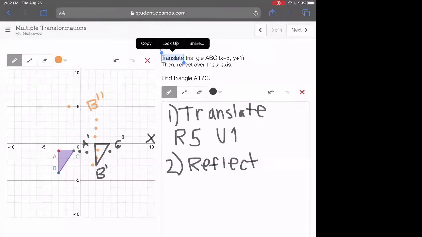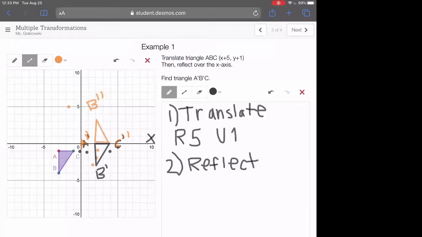And so I can change A to A double prime and C double prime. So then I can connect these points. And that's how we did it: first step, we translated the image by following the rule. And then the second step is we reflected that image over the x-axis to find triangle A double prime, B double prime, C double prime.